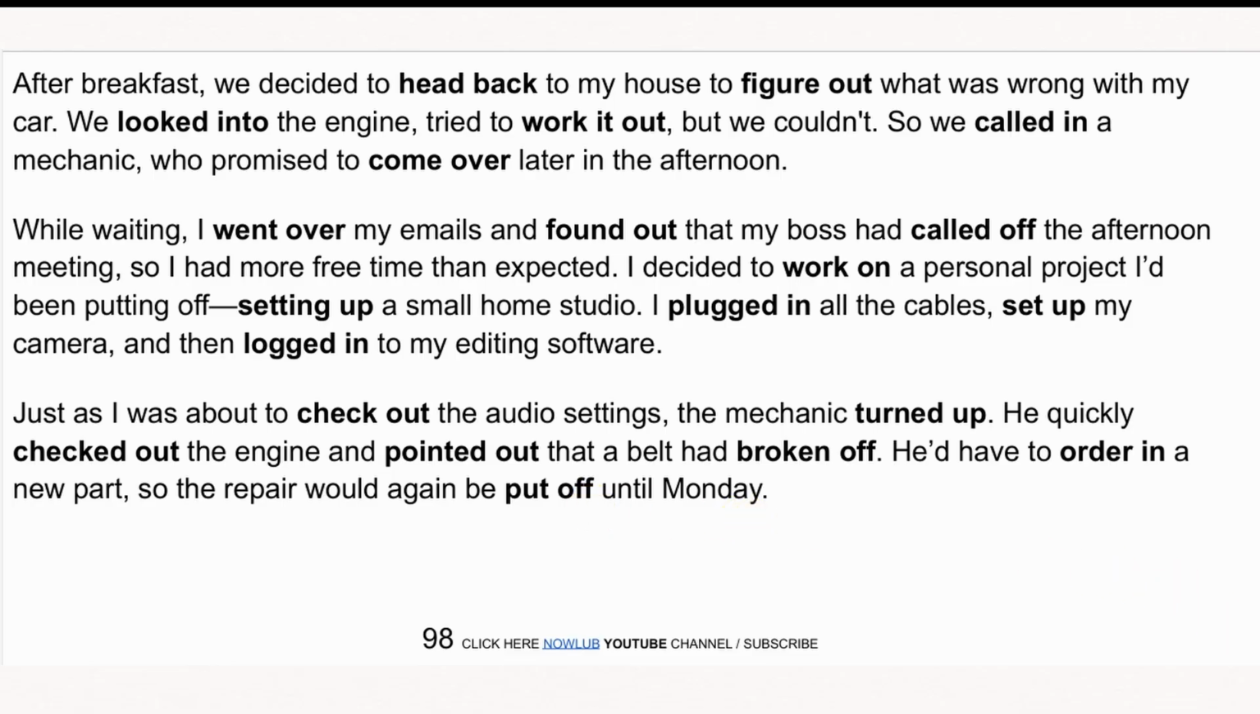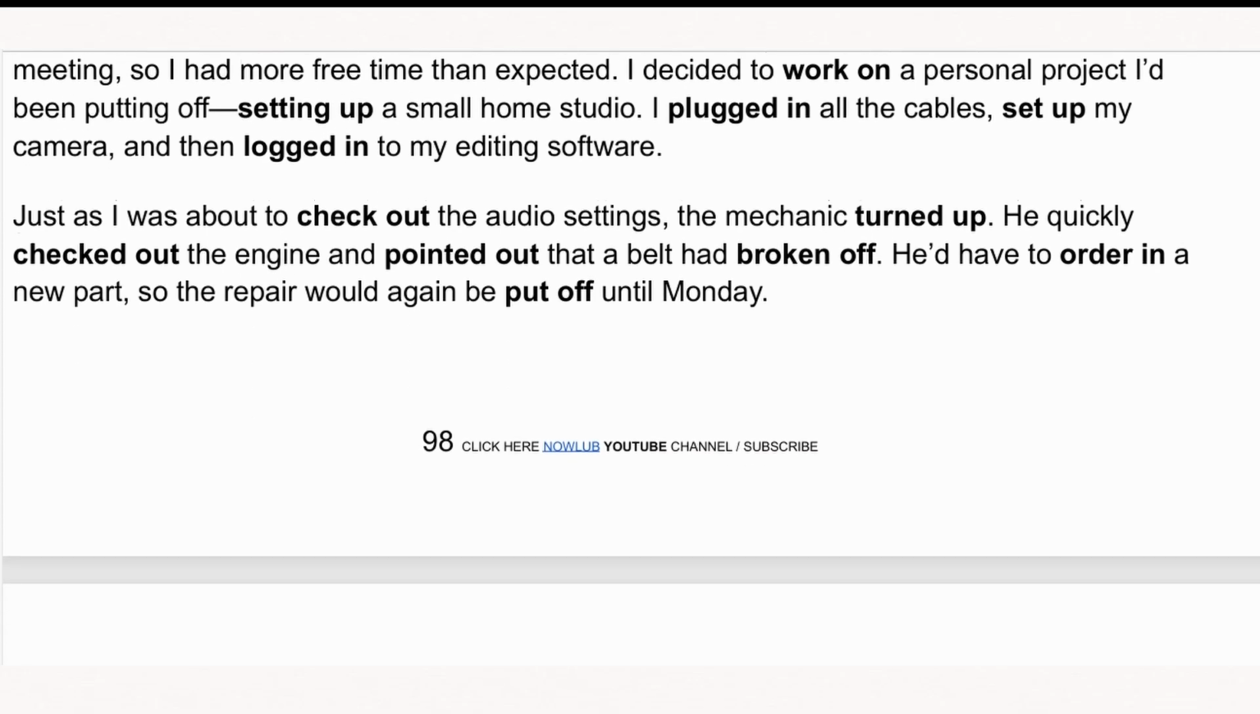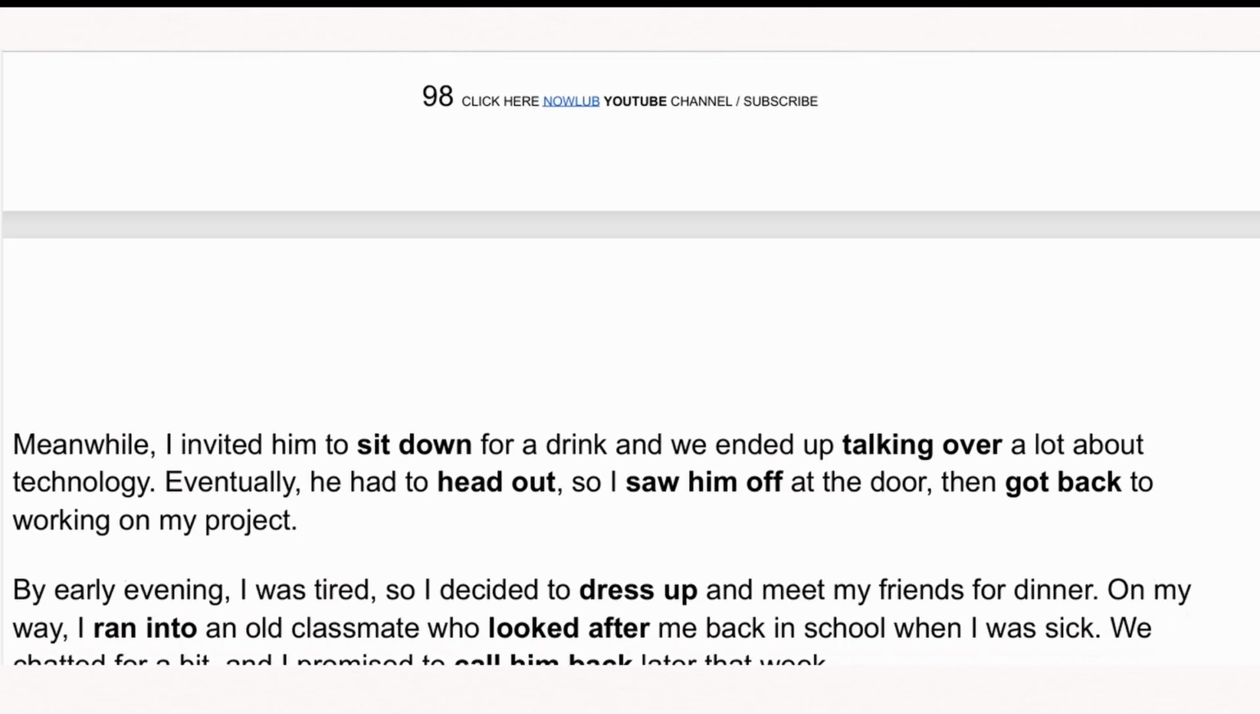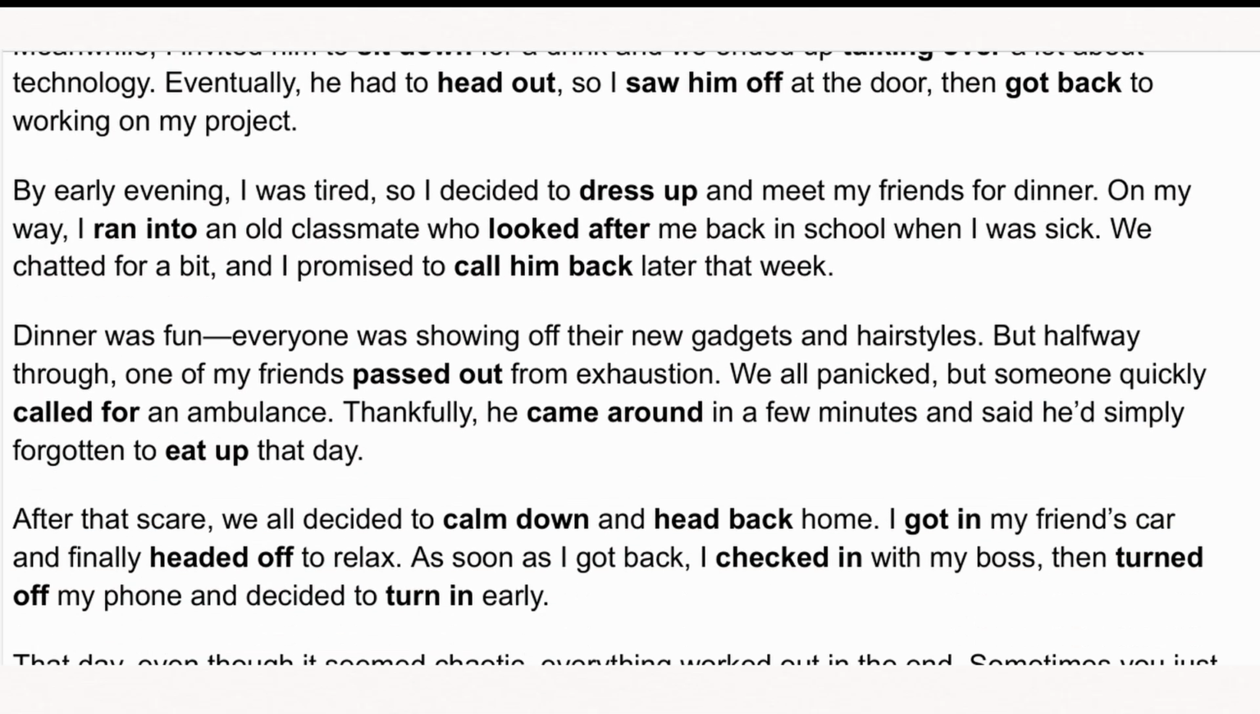Hope that you have understood the meaning of all the phrasal verbs that we have in this text. So let us continue.